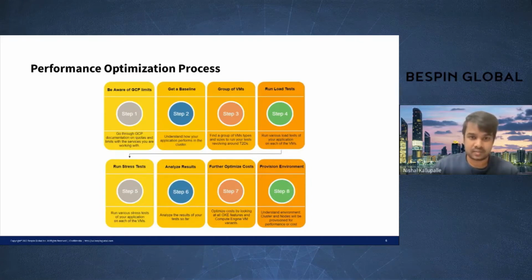So the next phase is to find the group of VM types and sizes you want to test. I'm sure once you've seen that initial CPU and memory usage, especially for GCP, they give you different VM types.